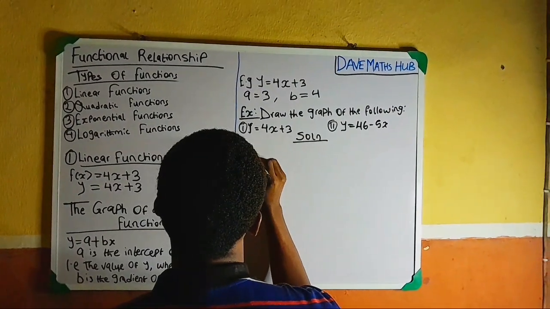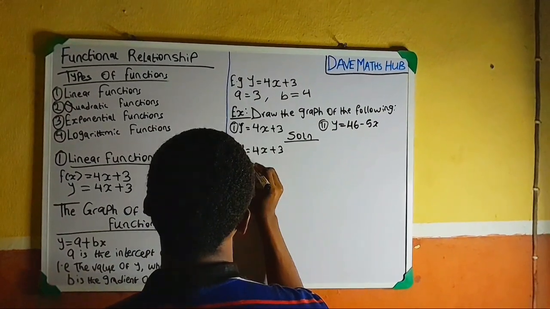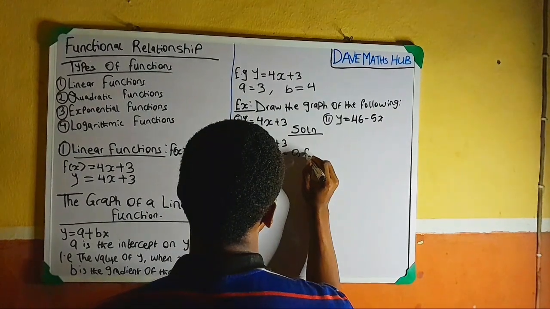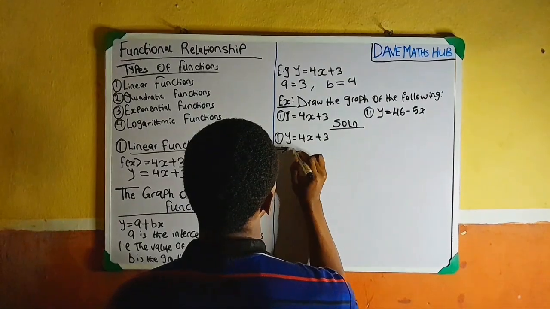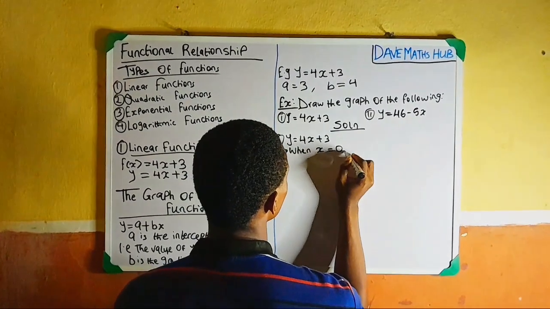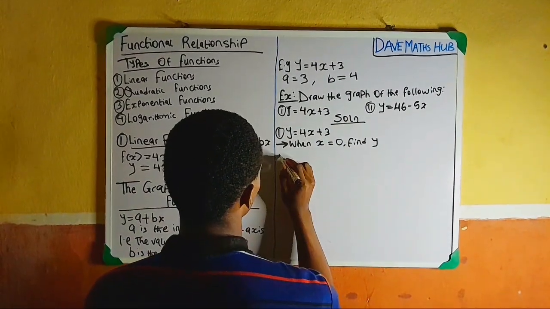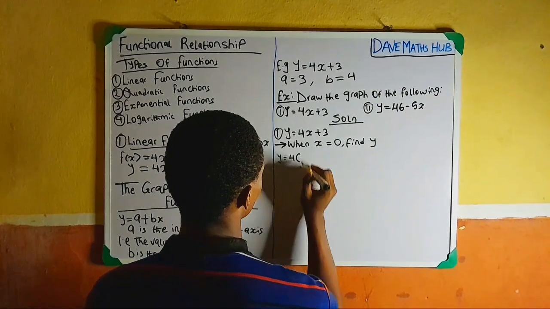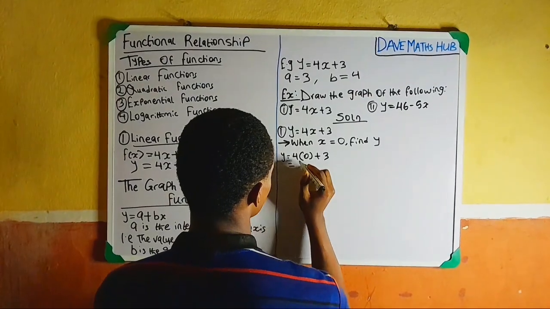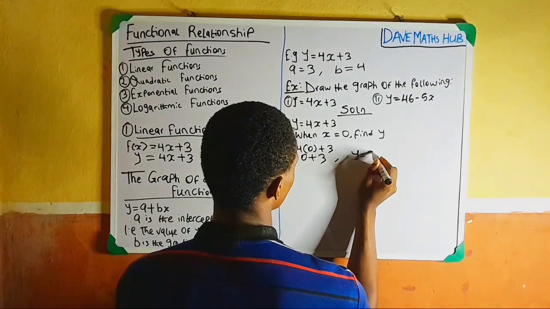Number 1, y equals 4x plus 3. First, when x is equal to 0, find y. So we have y equals 4 open bracket 0 plus 3. 4 times 0 is 0, plus 3. That is y equals 3.